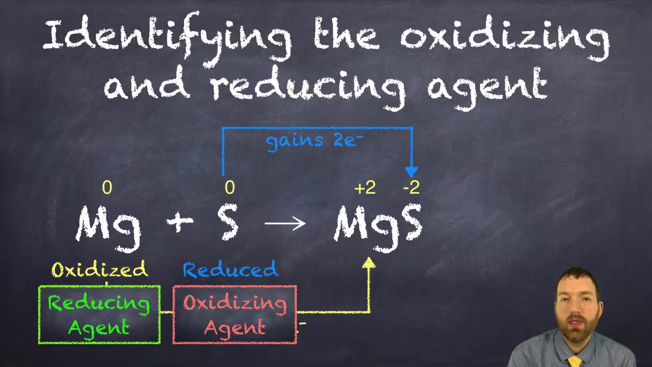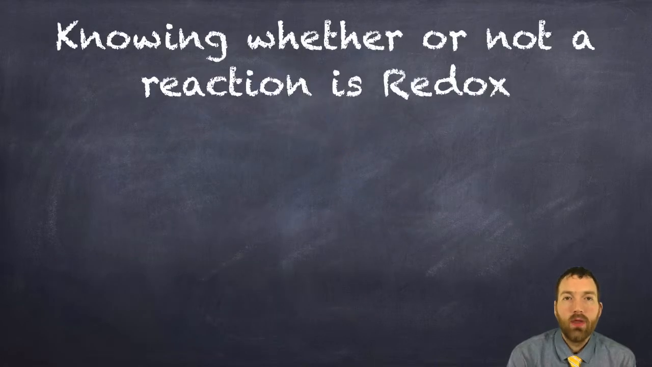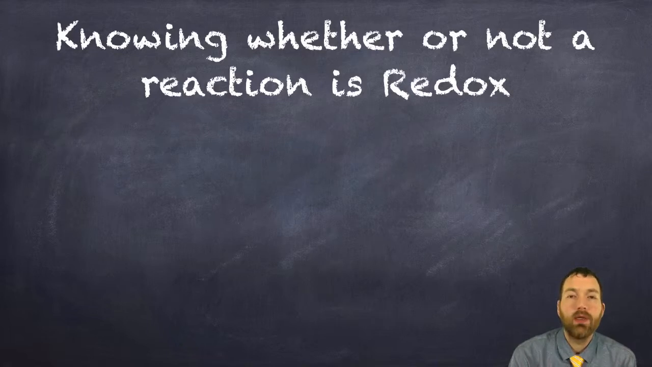All you need to do is first identify who's oxidized, who's reduced, and then label who the reducing and oxidizing agents were. Another thing that you'll be asked to do is to know whether or not a reaction is a redox reaction at all. Remember, the definition of a redox reaction is one in which electrons are transferred in the equation. One way to do this is to assign oxidation numbers to every element in the equation, and if the oxidation numbers change, it's a redox reaction. If the oxidation numbers don't change, it's not a redox reaction.